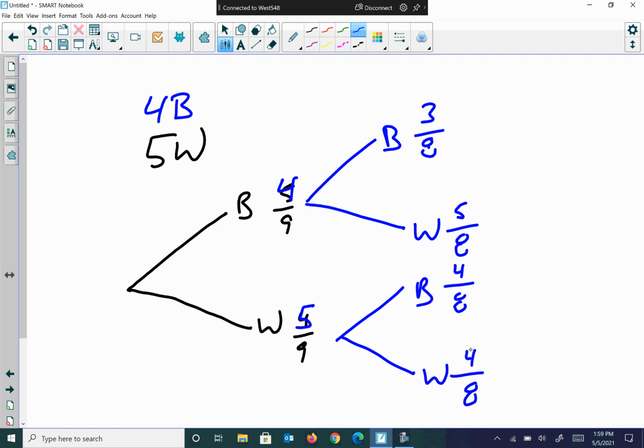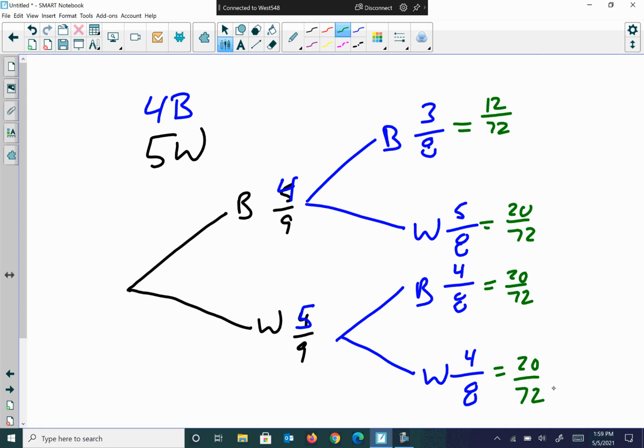Okay. So then what you do is you multiply the fractions. So 4 times 3 is 12. 9 times 8 is 72. You do not have to reduce these fractions. That's giving me 20 over 72. That's going to give me 20 over 72. And that's going to give me 20 over 72. Does everyone feel okay with that? So 12 plus 20 plus 20 plus 20 should equal 72. And I believe it does.